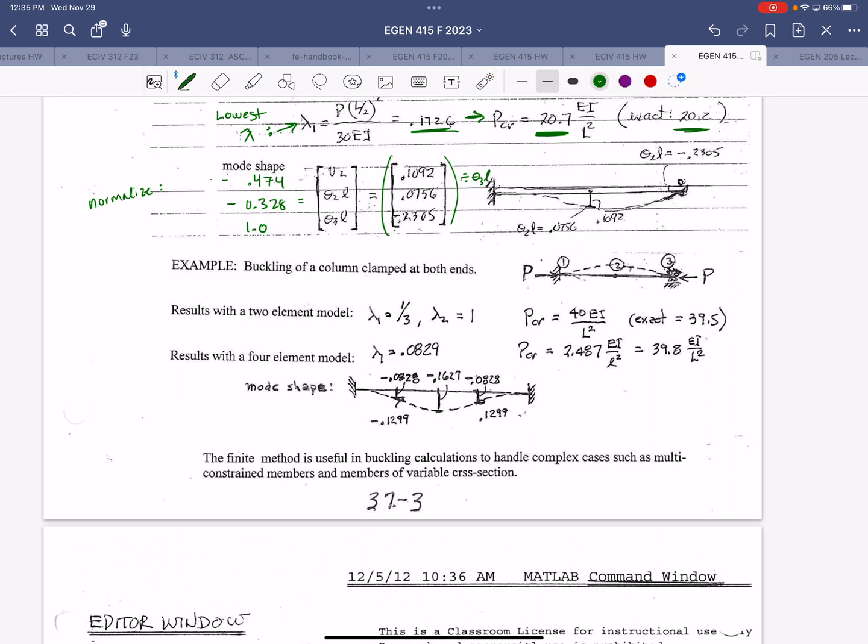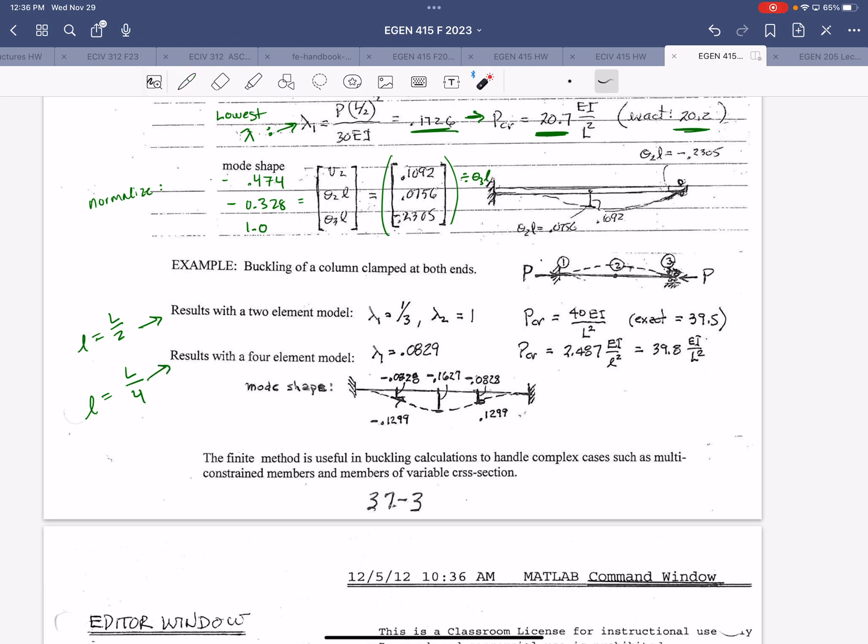if you have a 2-element model, right? So if you have a 2-element model, that would mean that your element length is equal to half of the beam length. All right, so then you would have these two results there from the 2 by 2. So the critical buckling load, you would obtain 40 EI over L squared compared to 39.5 for the exact solution, is pretty good. And if you refine that further to a 4-element model, that means the element length is equal to 1/4 of the beam length.